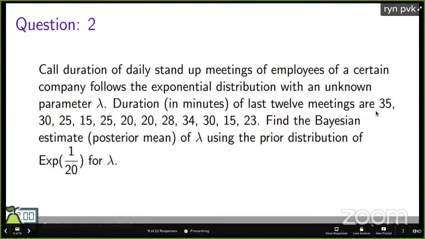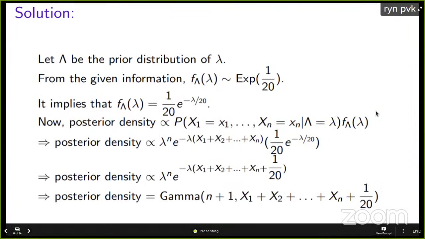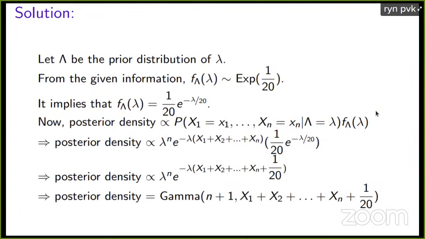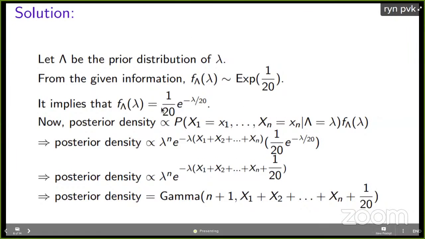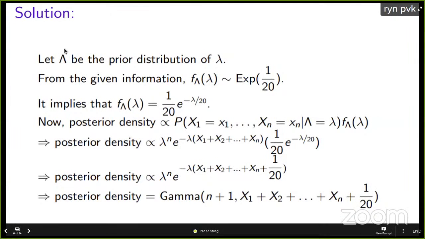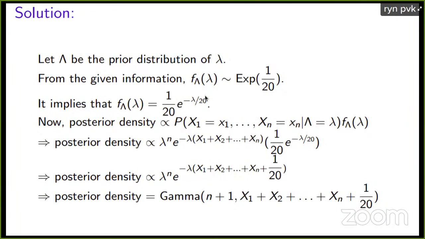So we'll discuss the solution now. I think the correct answer is 0.043 or something. This symbol is capital lambda. So let capital lambda be the prior distribution of lambda. From the given information, we know the distribution of prior. So f capital lambda of lambda is what? Exponential 1 by 20. So what is the density of it?